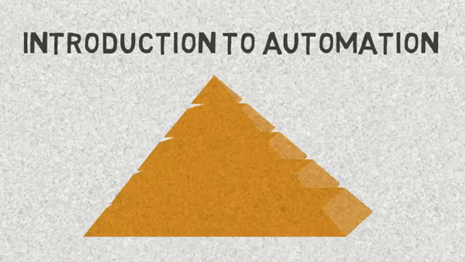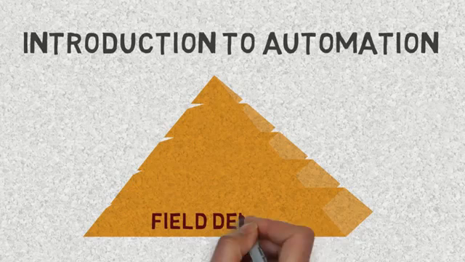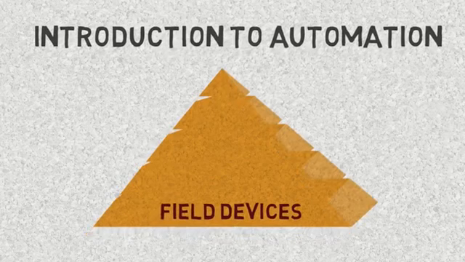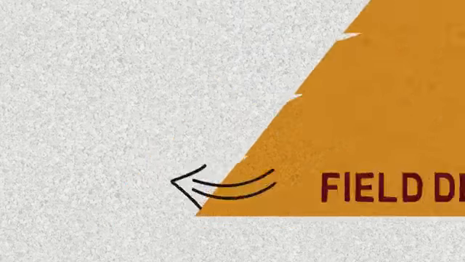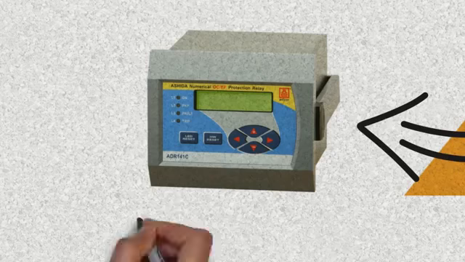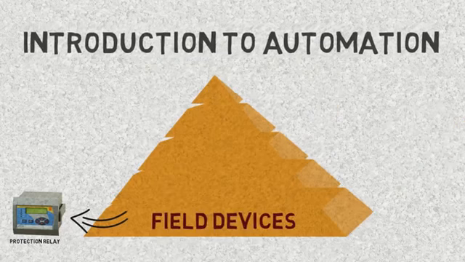This is explained in this automation pyramid. The lower part of the pyramid consists of field devices. These are the devices which are actually installed on site. They do various jobs like monitoring different processes and sending information to the upper part of the pyramid. This is the image of a protection relay, which is used as a field device mostly for electrical SCADA.